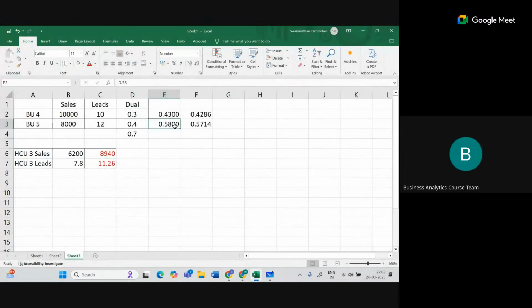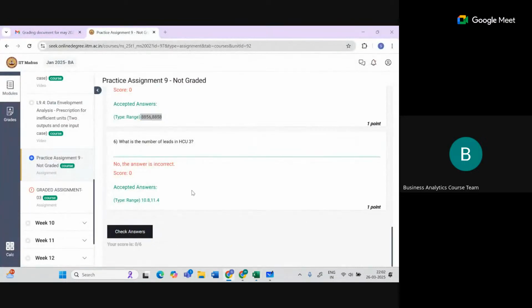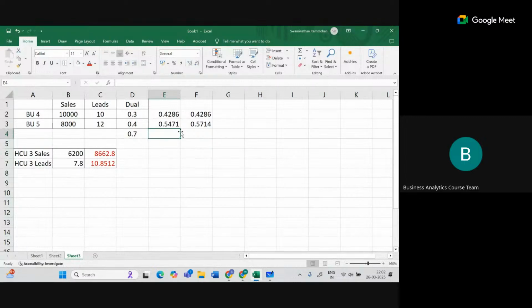So pay attention to the numbers given there. If they say 4 decimal places, round it off to 4 decimal places so that you don't miss out on certain things. Even small numbers will make a huge difference in your answer. That is what I'm saying. 5714. So be mindful of this.